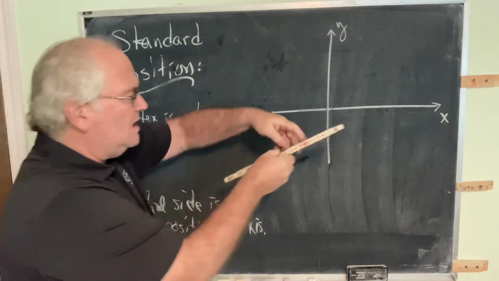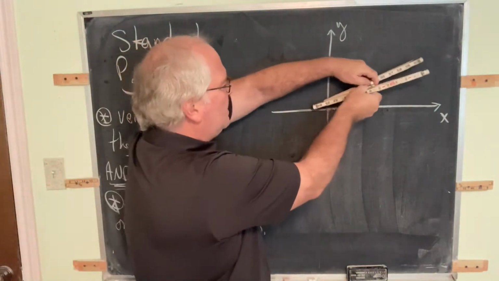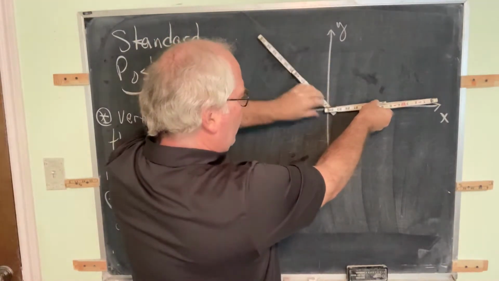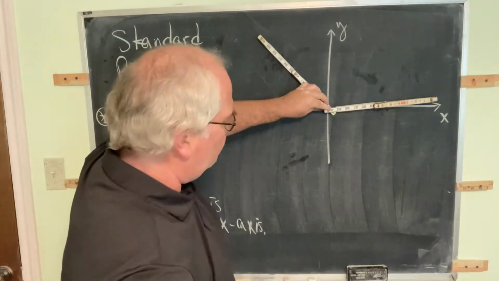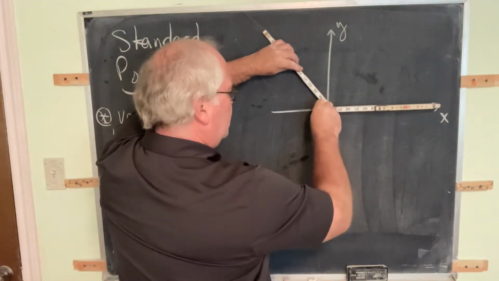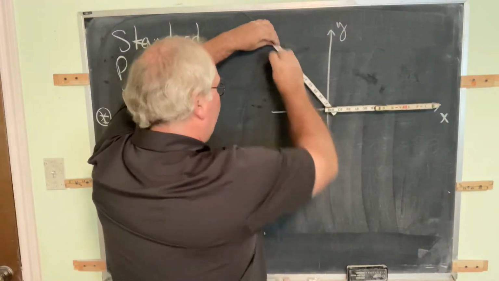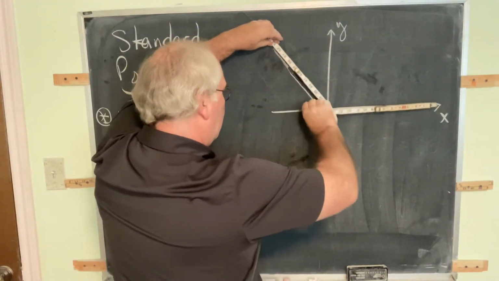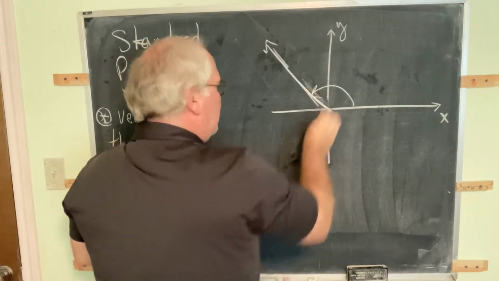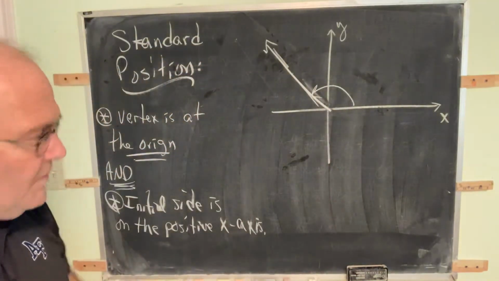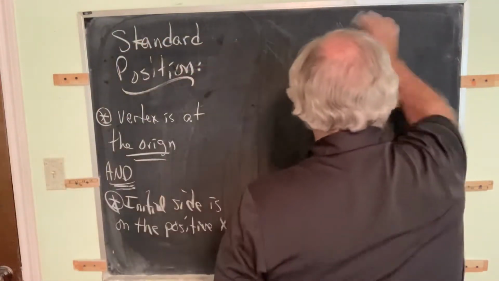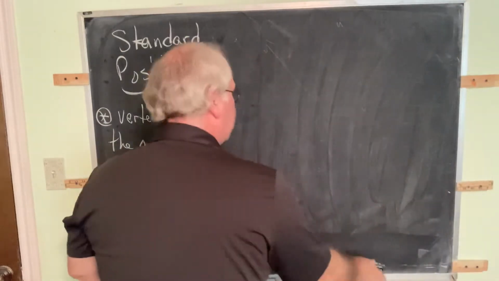What that means is, in order to be in standard position, this angle must be of this variety. There, I've just taken that angle. See what I've done? The initial side is on the positive x-axis. The vertex is at the origin. If I draw the picture, there's my angle. That is in standard position. And so we can draw all sorts of angles in standard position.